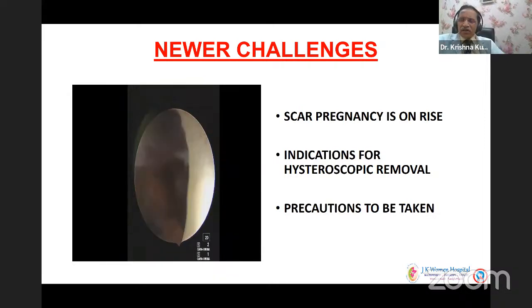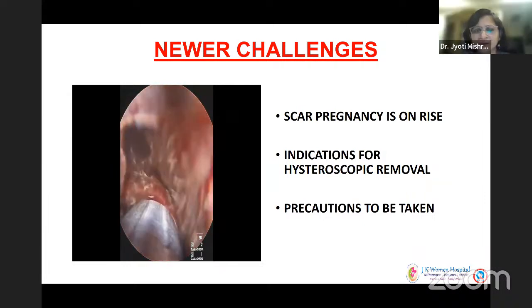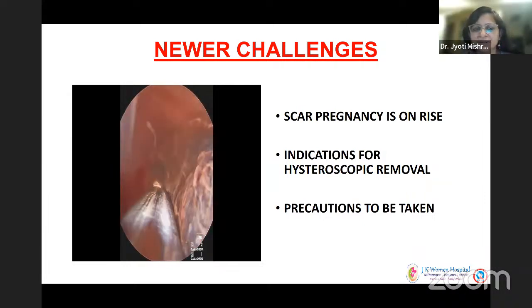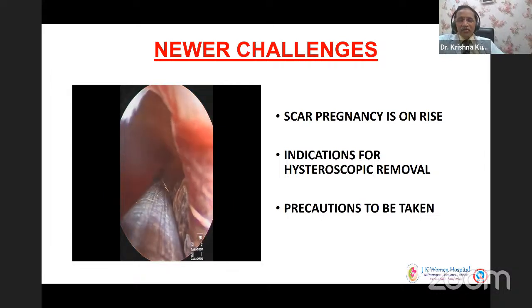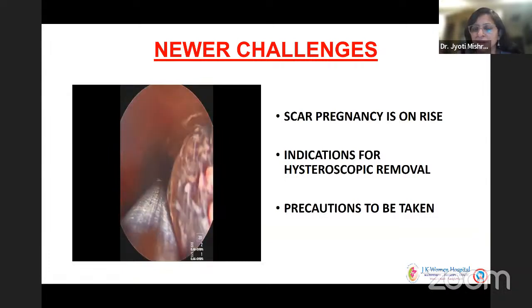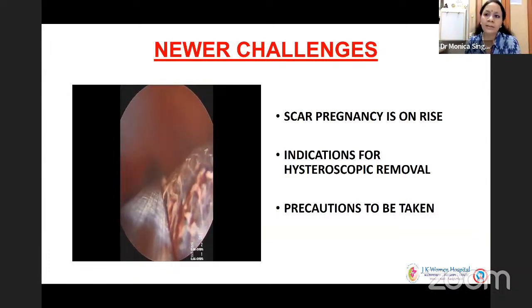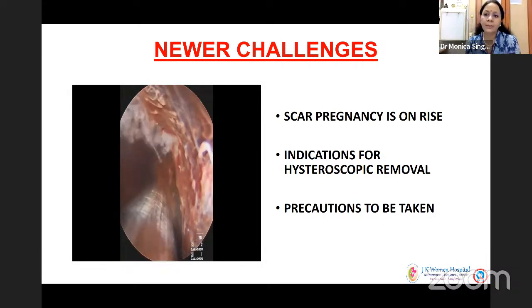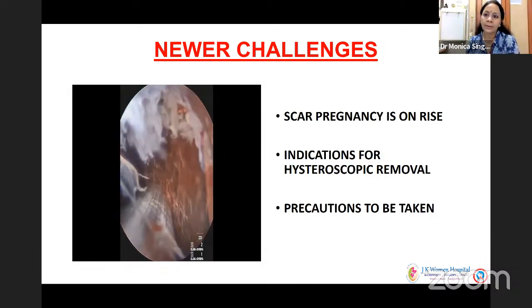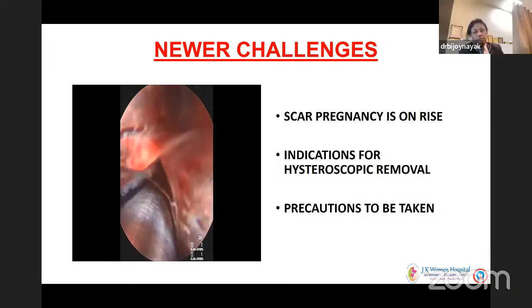Cesarean scar pregnancy is on the rise. What are the indications for hysteroscopic removal of scar pregnancy? When we have adequate thickness of the myometrium, then one can go hysteroscopically, when most of the bulge of the tissue is into the cavity. What is the adequate thickness? By ultrasound you can make out whether the scar ectopic is intrinsic or extrinsic. The adequate thickness is 2 millimeters.